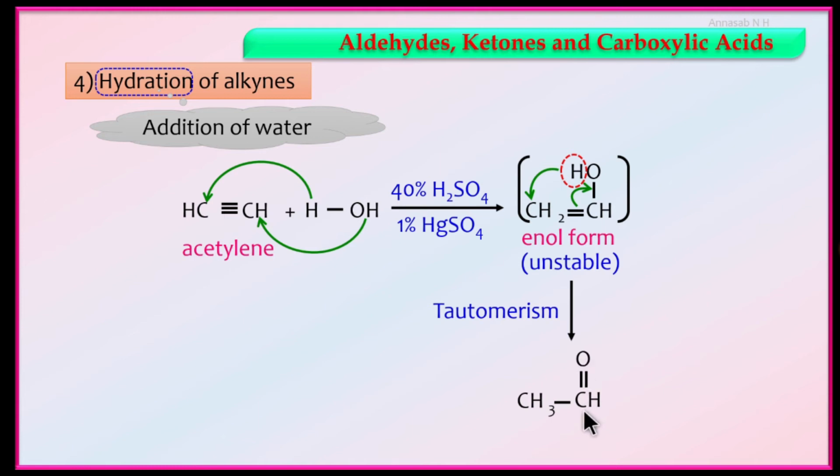The valency of the first carbon atom remains as it is, which is going to form one bond with CH3, another with hydrogen, and two with oxygen. So all four valencies are satisfied. So like this we can prepare aldehyde by hydration of alkynes.